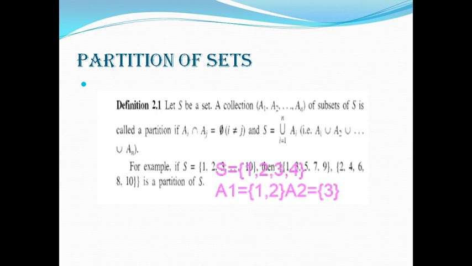Okay, now I think you may become clear. Every element of set S must be an element of some baby set or partition set. Okay, that is the second condition, that is A1 union A2 must be the set S. That means that when we again join these partitions, we get the original set. Okay.